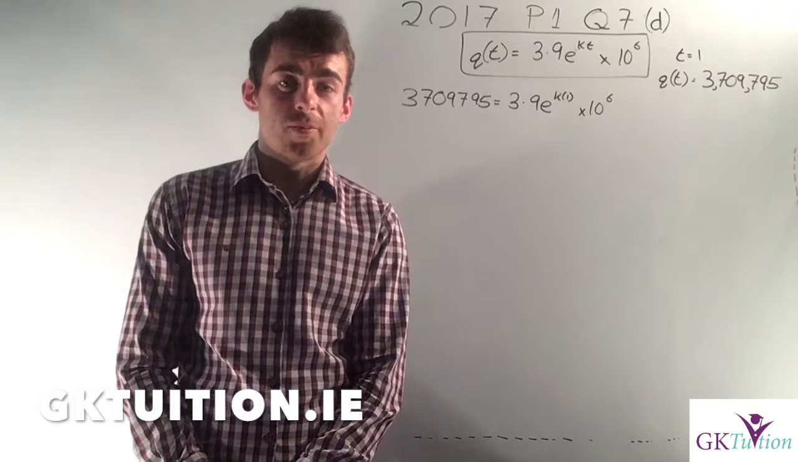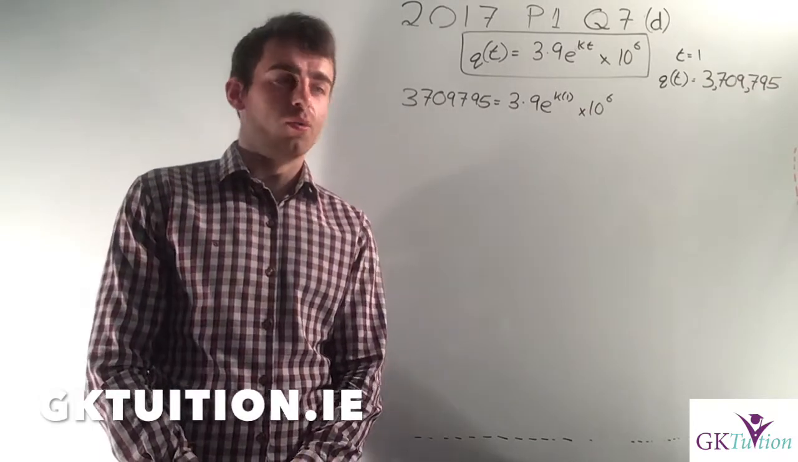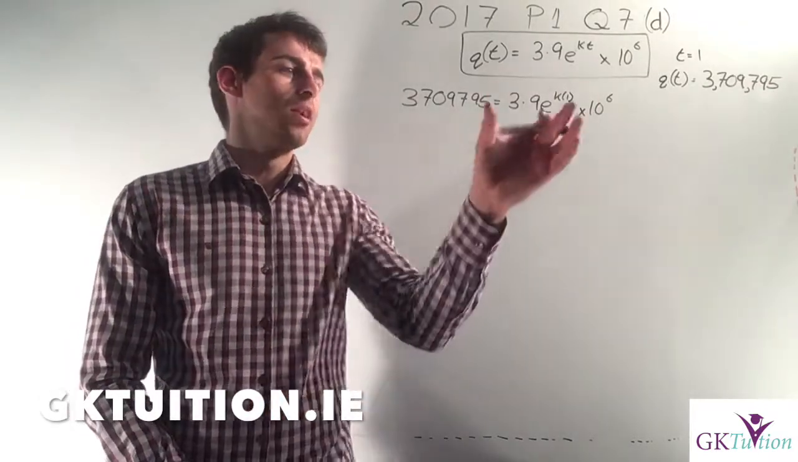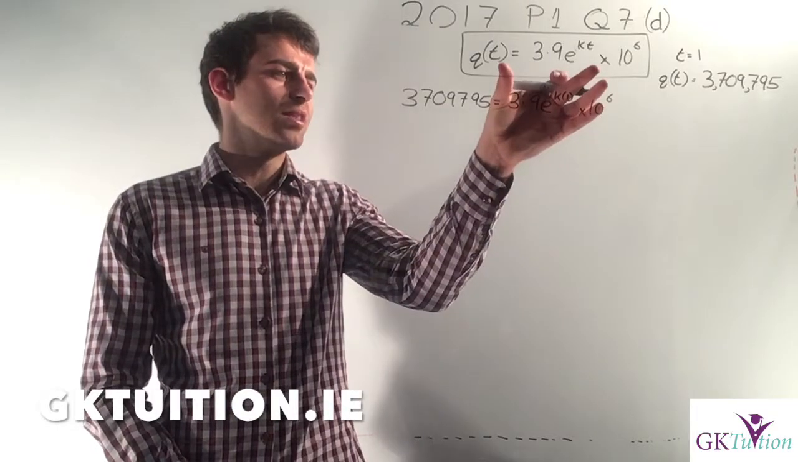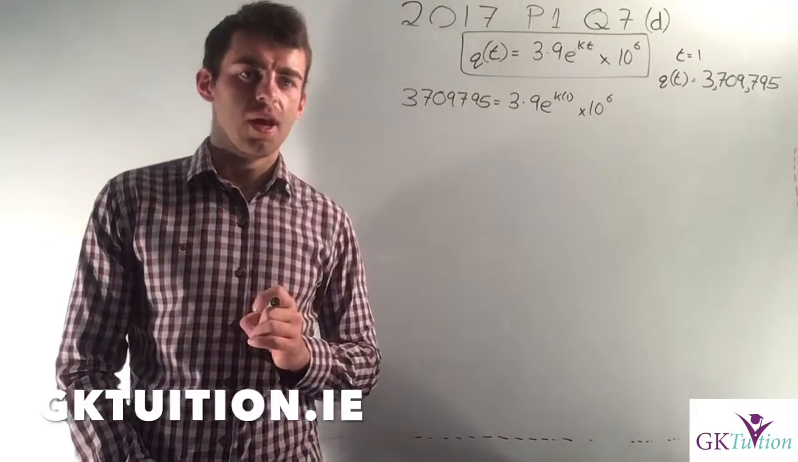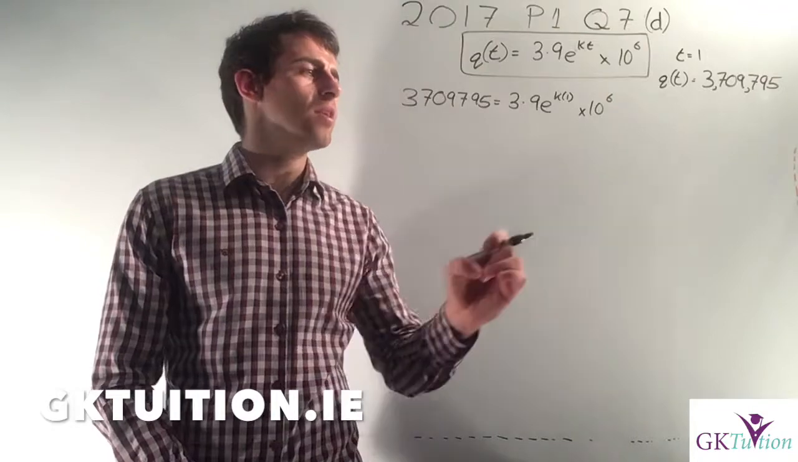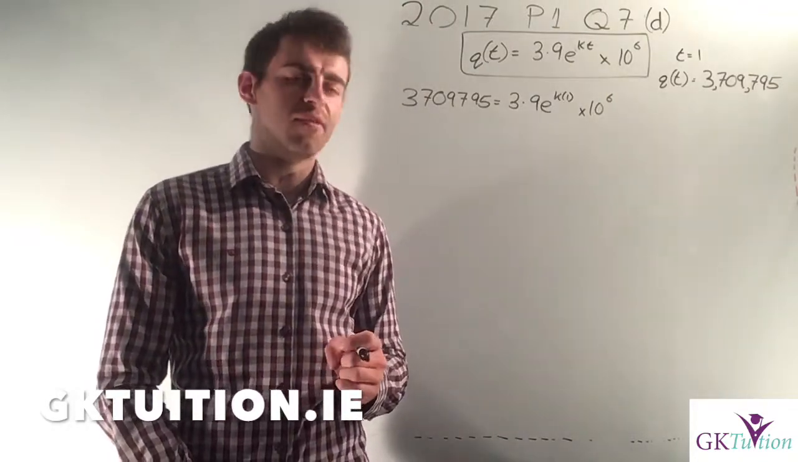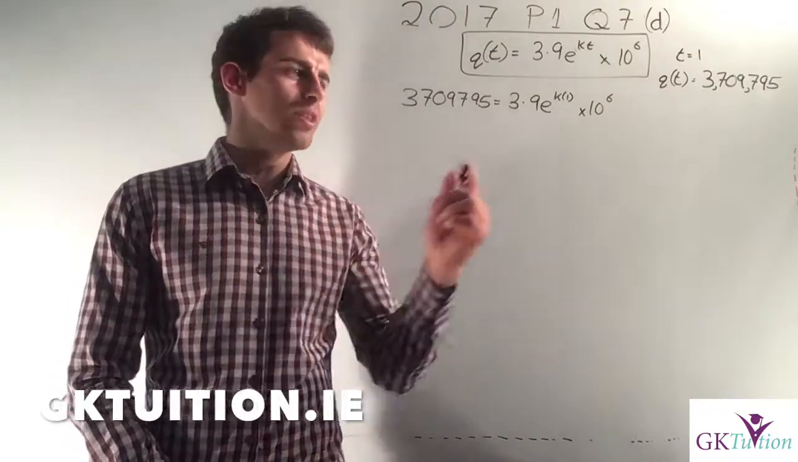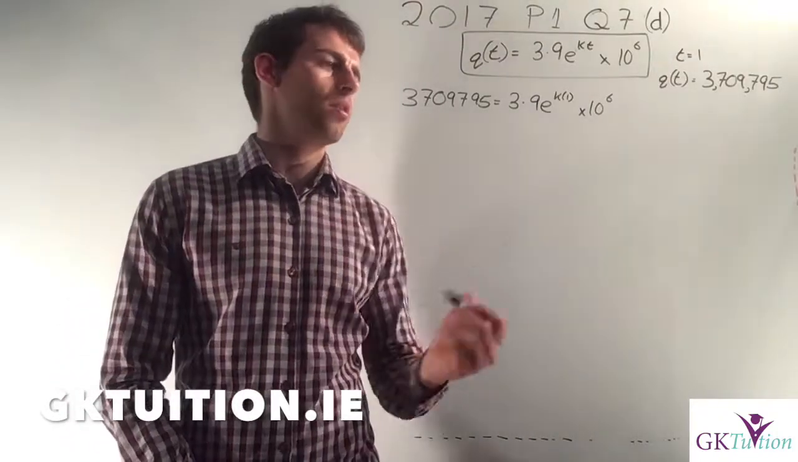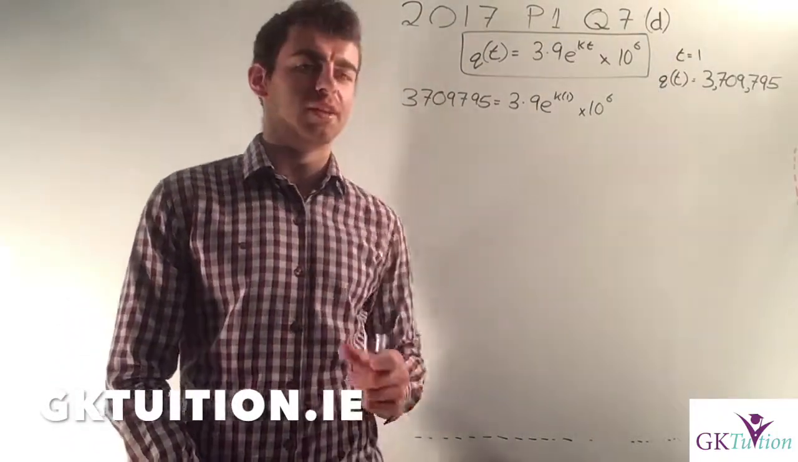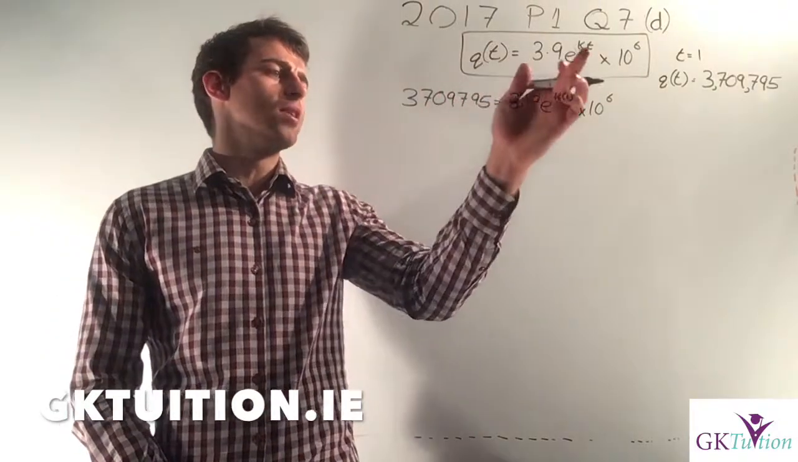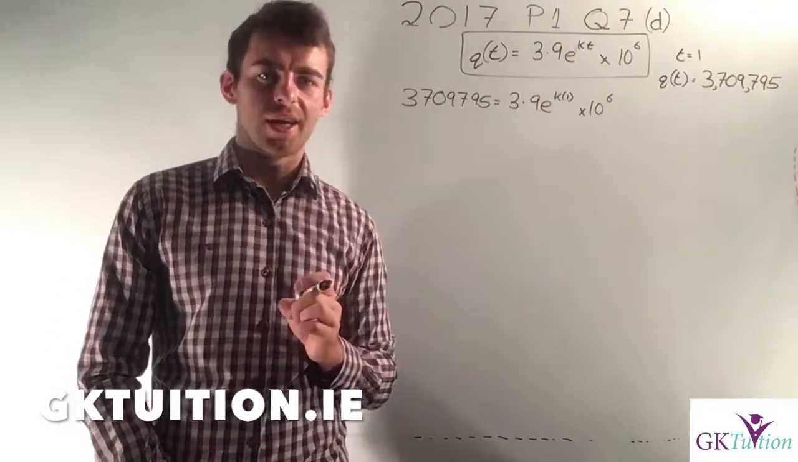For the fourth part of this question, we're moving now to Avalon City. The predicted population of Avalon City is given by this formula. I'm told that in 2011, the population of Avalon City is 3709795. So remember, 2011 means t equals 1, and q of t is my population. So if I know q of t and I know t, I'll be able to work out my k.